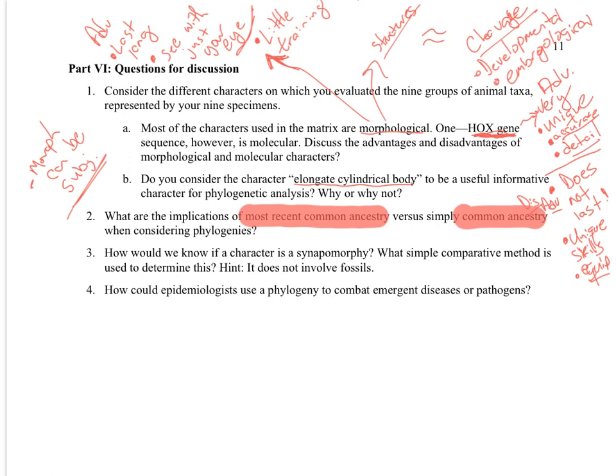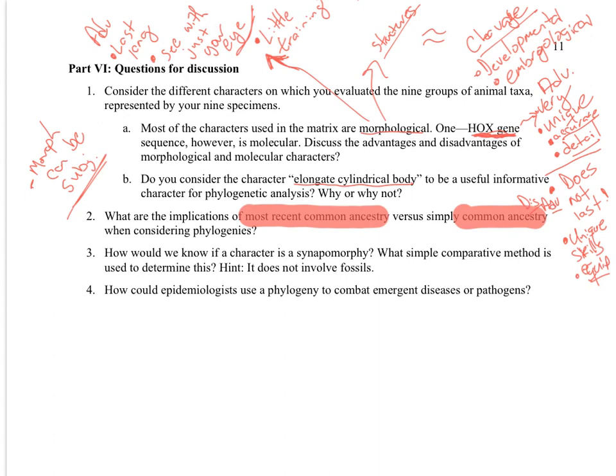Well, the easiest way to do that is to make your matrix, draw your cladogram, and compare the derived traits, and see if the entire clade has these traits. If the clade has these traits, then it's a synapomorphy. Of course, if the clade has it, then the outgroup must not have it. So if the clade has it and the outgroup doesn't, then you know that it's a synapomorphy. And could you involve fossils? For sure.